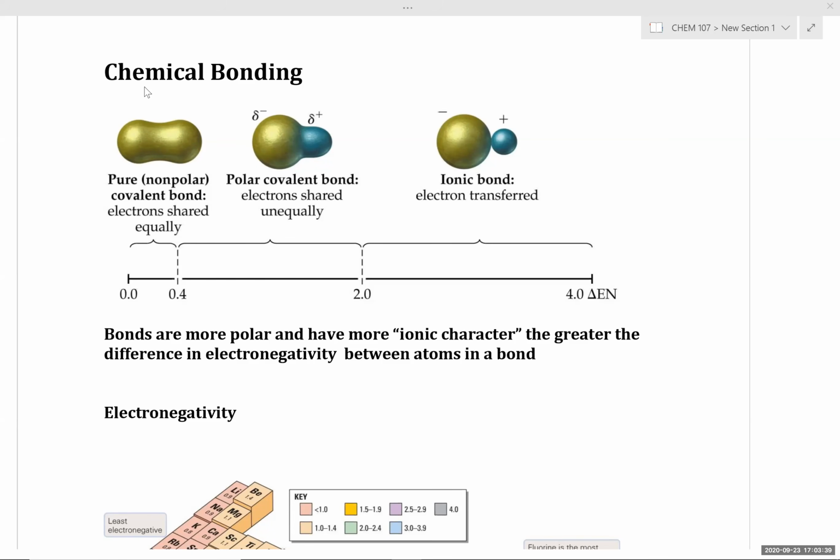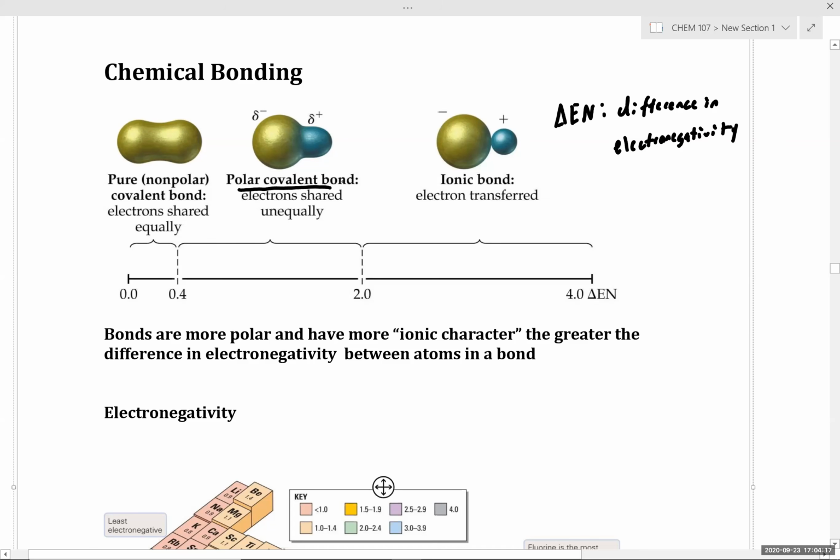So we discussed in earlier lectures this idea of a chemical bonding continuum, where if we look at delta EN, which is the difference in electronegativity between two atoms, depending on the difference in electronegativity between atoms, we have either a pure covalent bond, otherwise known as a non-polar covalent bond. When we have a difference in electronegativity that's substantial but not greater than 2.0, we have what's known as a polar covalent bond, where our electrons are shared unequally.